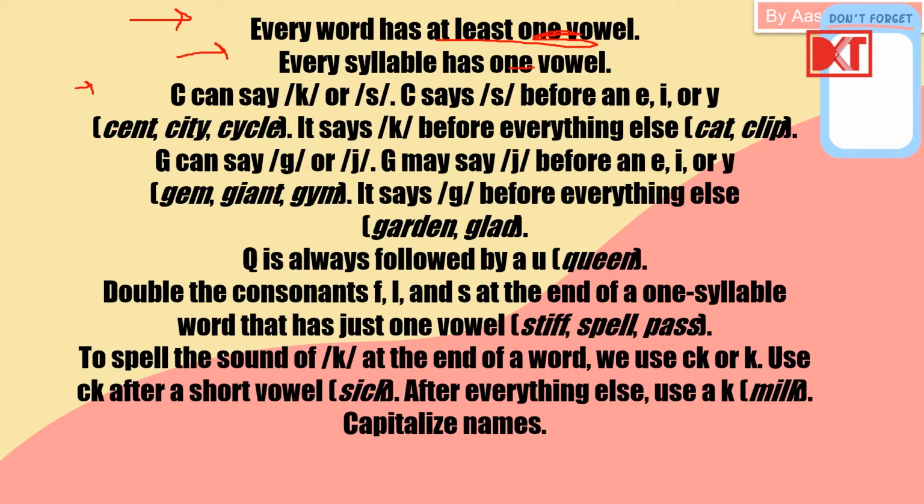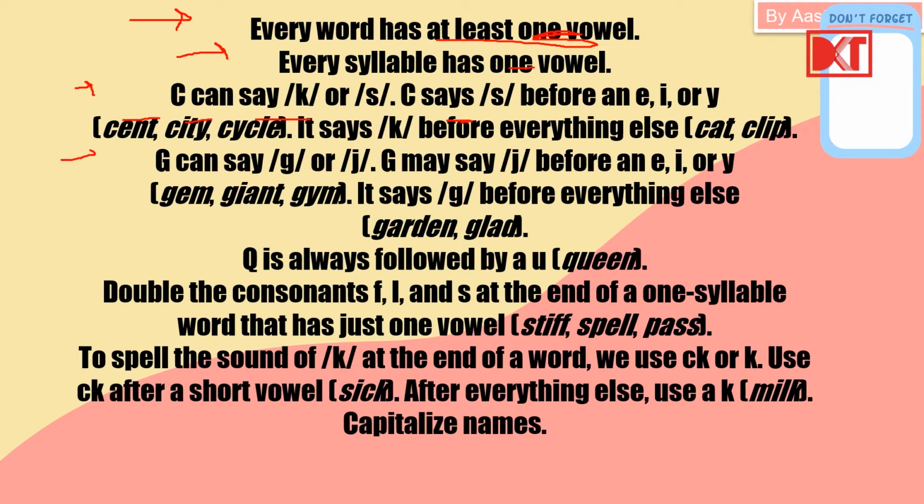Then C can be said K or S, like here you see. The sound of C that is the S sound comes before an E or I or Y, like scent, city, cycle. Here there is a C but the sound is S. So it comes before either an E or an I or a Y. All right. And then the K sound of C comes before everything else. Cat, clip. Okay, examples are also given.